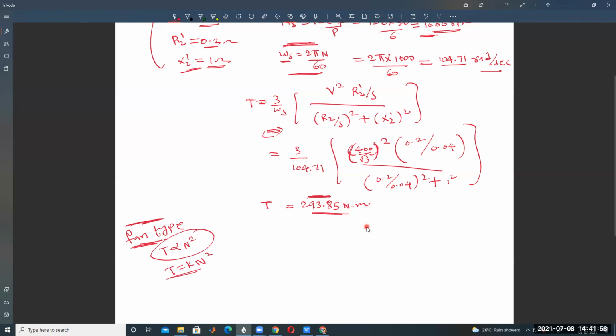So what is the rotor speed in terms of slip and synchronous speed? I'm asking for the rotor speed in terms of slip and synchronous speed. N_R is equal to N_S into (1 minus S). This is called the rotor speed. For a fan load, substitute here, what is this equation?